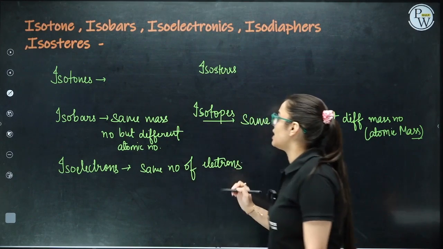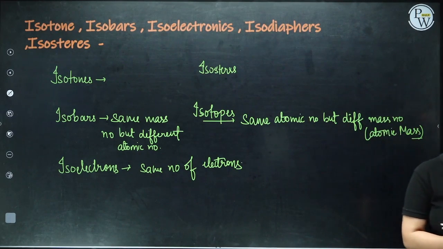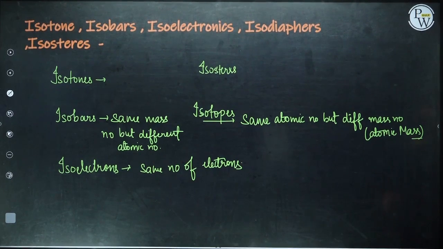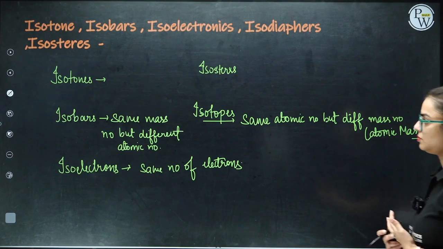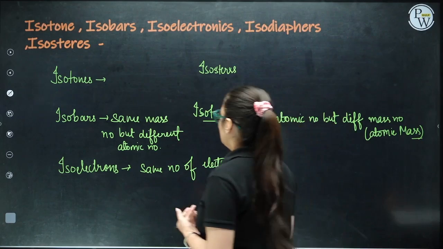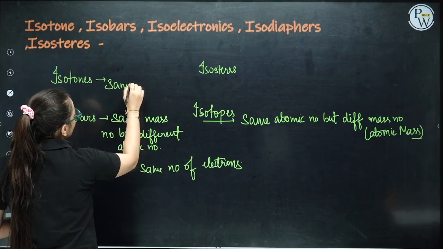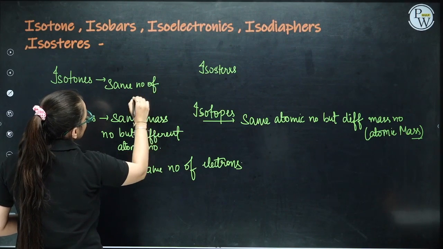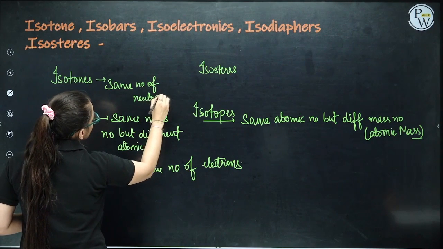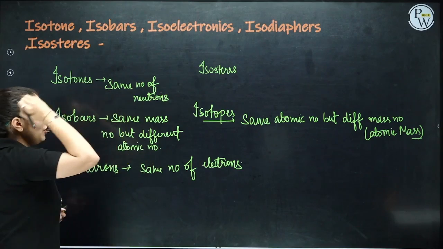Students, first of all, write all of these three over here so that we can now move on to the next part as well. Everybody please write down. Done. Now comes isotones. Isotones means same number of neutrons. What do you refer to as isostars?